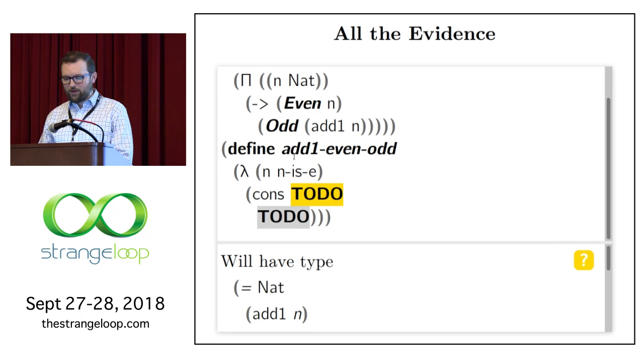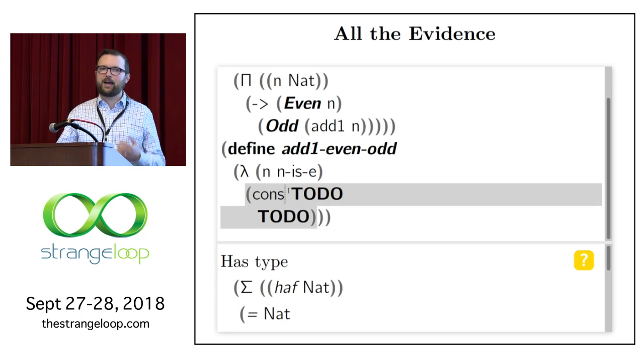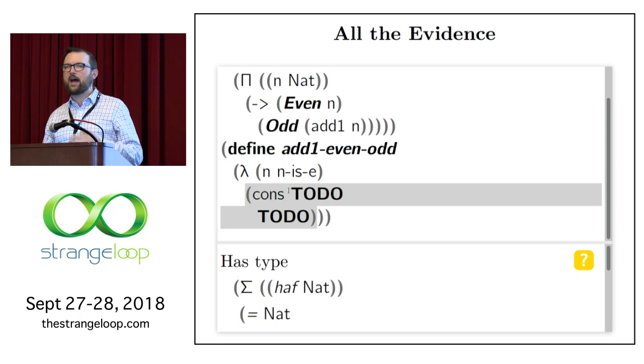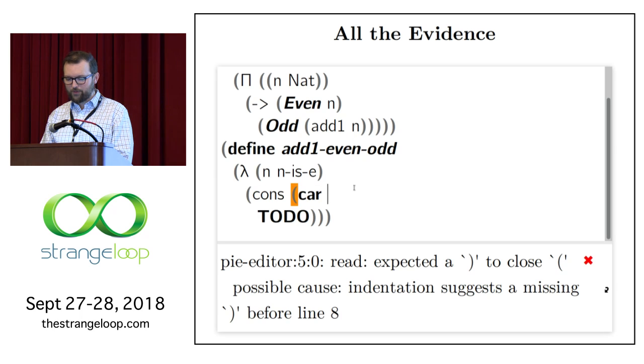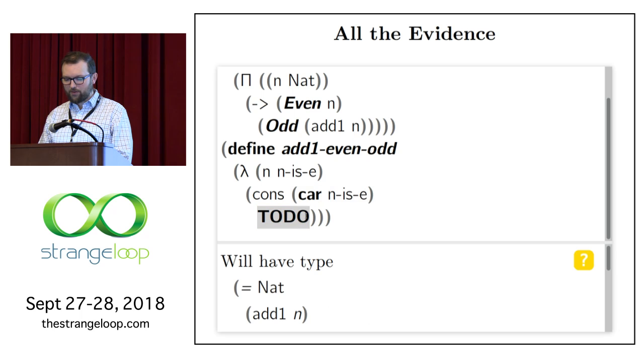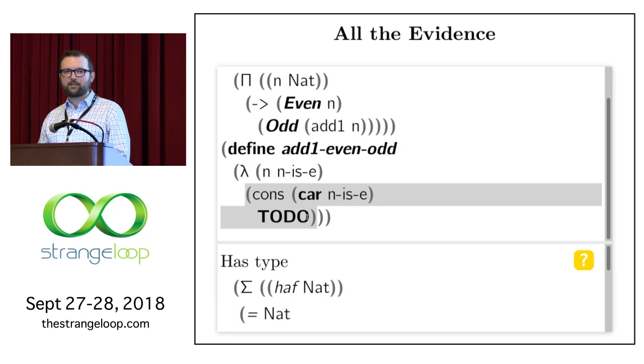And so I've got n, and I've got evidence that n is even, and I need to make evidence that n plus 1 is odd. So if n is even, well, let's see. 0 was even, half of 0 was 0, and 1 was odd, and almost half of 1 was still 0. So when we go up a number from an even to an odd, the half of the even number is almost half of the odd number. So we can take the car, the first thing, the half of the even number, from the evidence that n is even. And then the evidence that doubling that and then adding 1 is equal to our current add 1 of n.